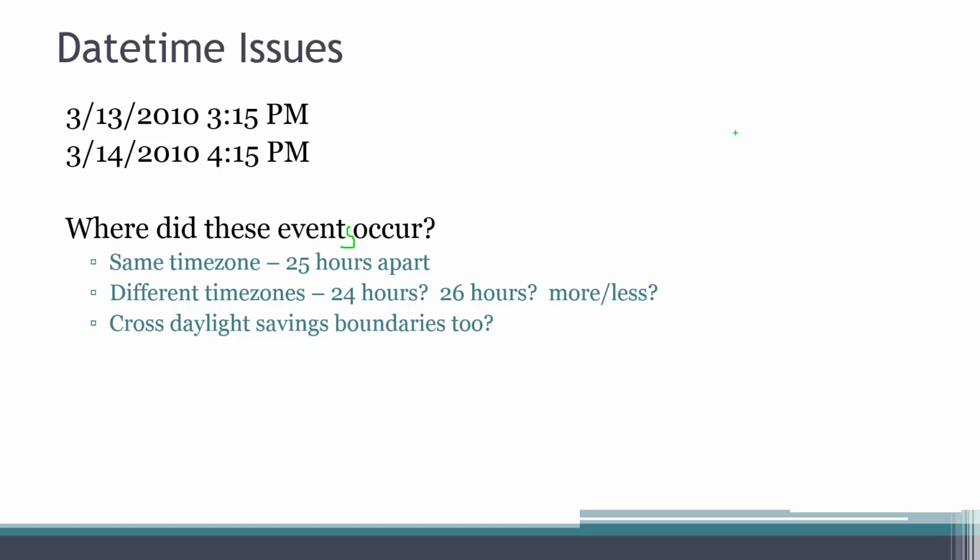So the difference between these two date and times is kind of ambiguous unless they happened in the same time zone and within the same daylight savings boundaries. So as you're storing date and time values, you also need to take into account the location of the event, where it occurred. All right, let's look at one more slide here.